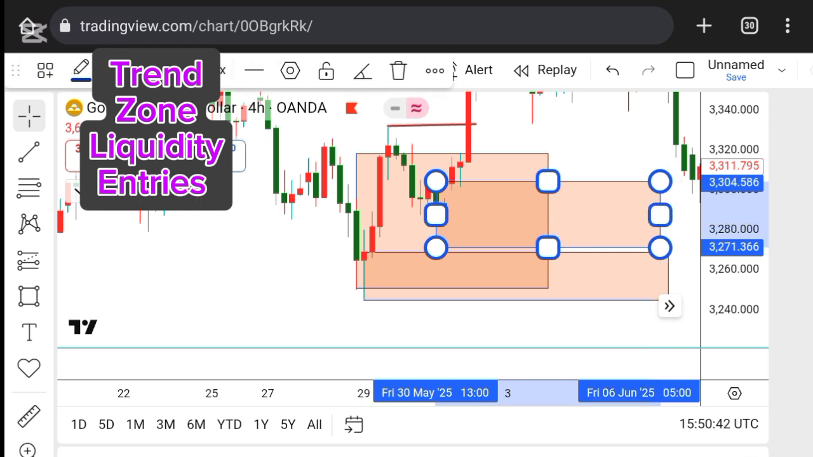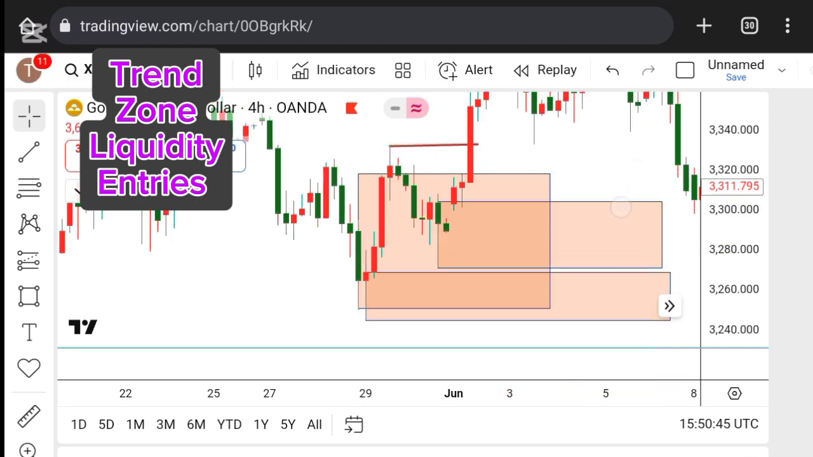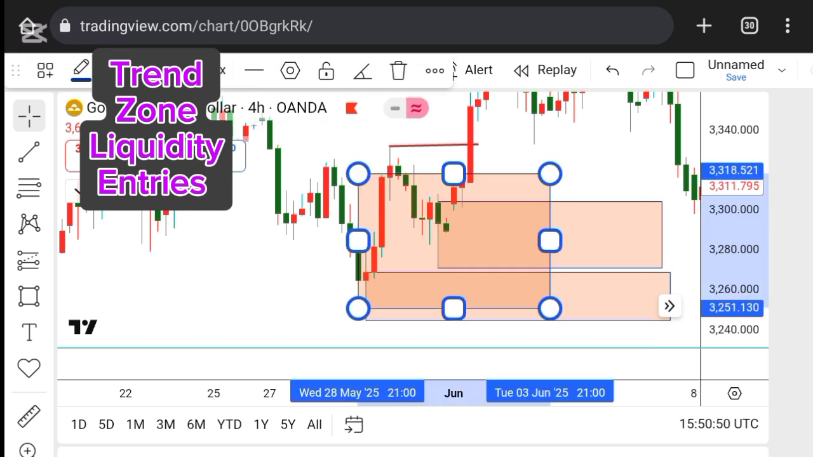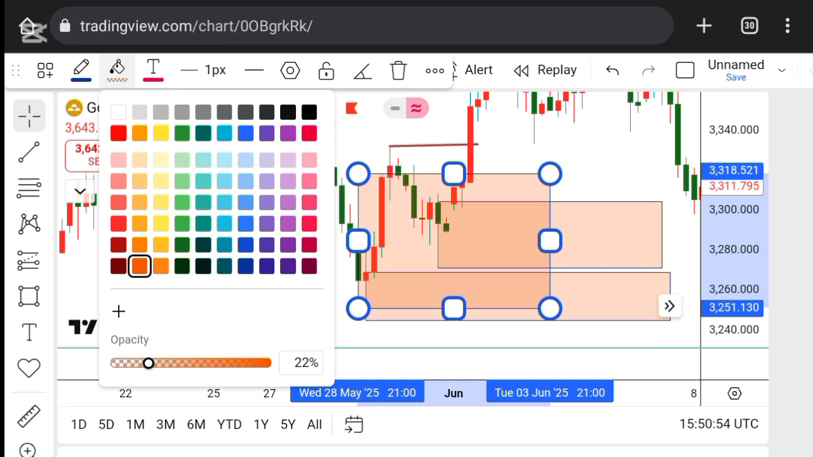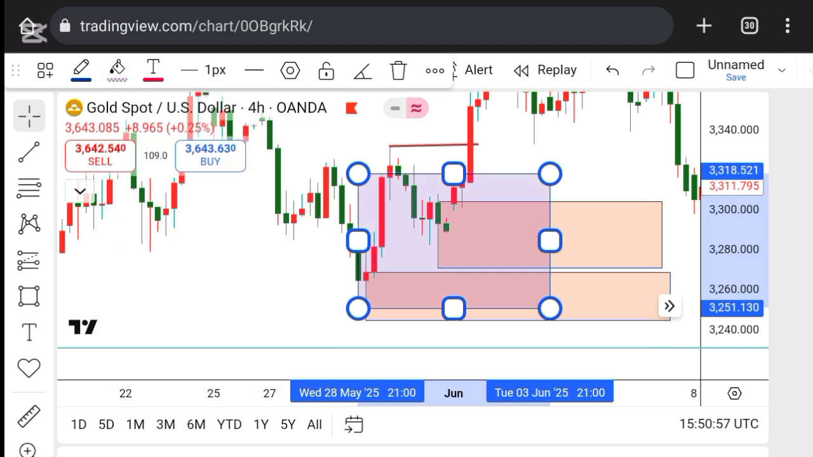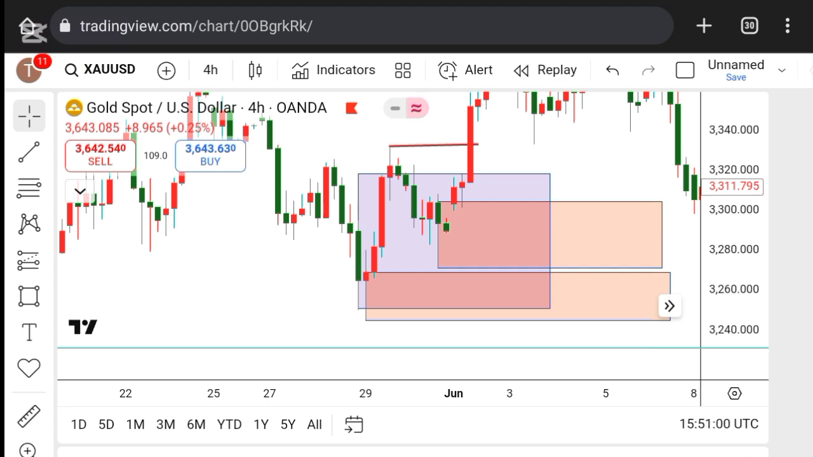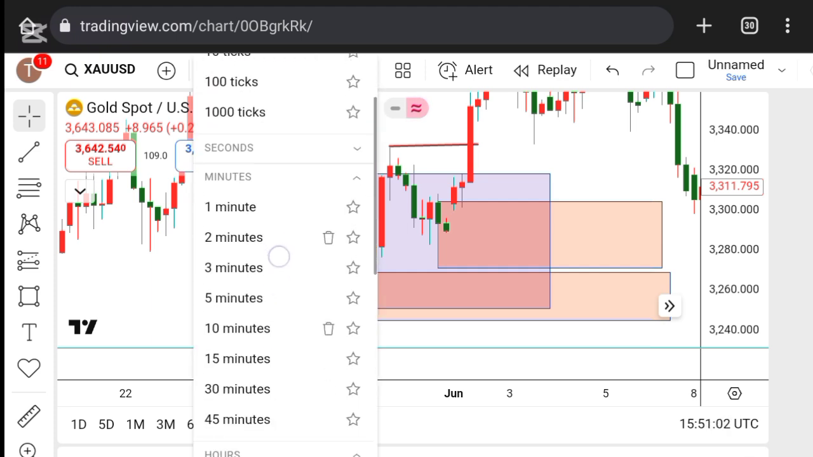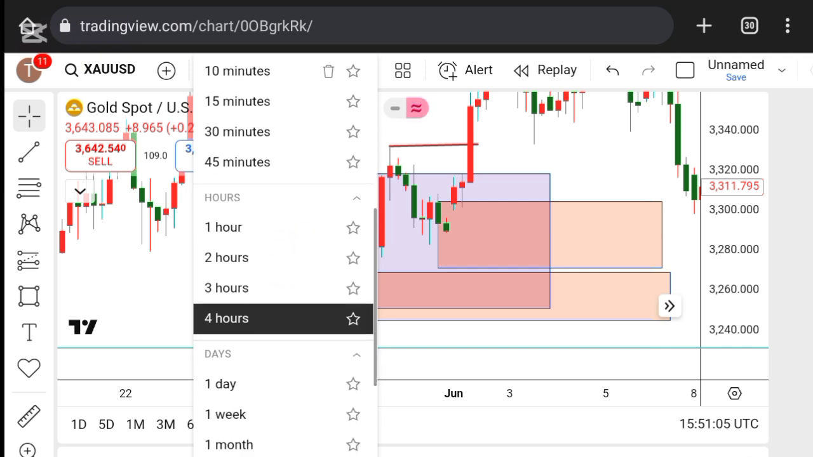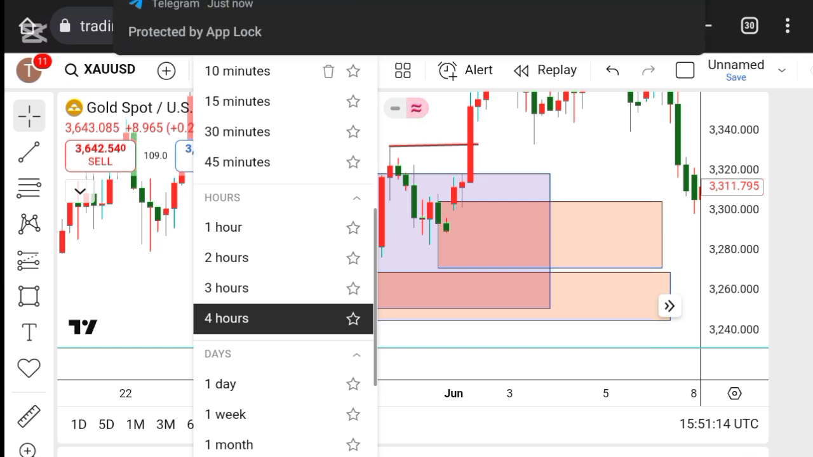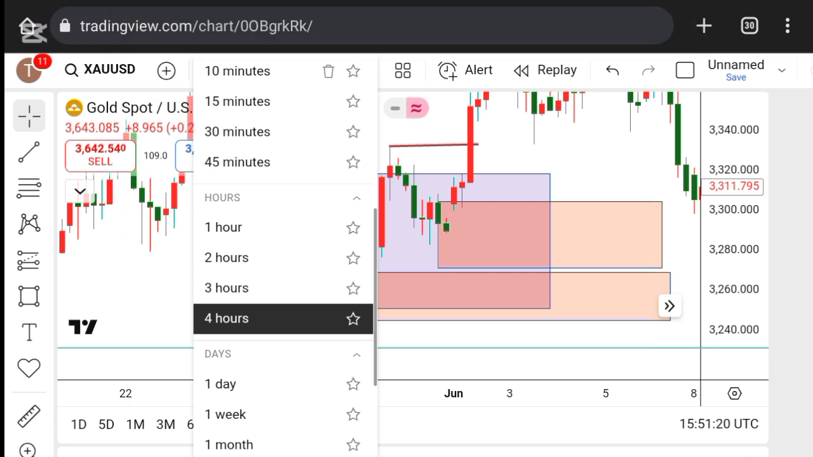So let us move to... let me change the color of the daily zone. Okay. So let's move to my 2-hour chart. You can do this with your M15. You can do it with your H1. But I have to use daily because daily charts are stronger. Bigger time frames are stronger, like H4 and daily.